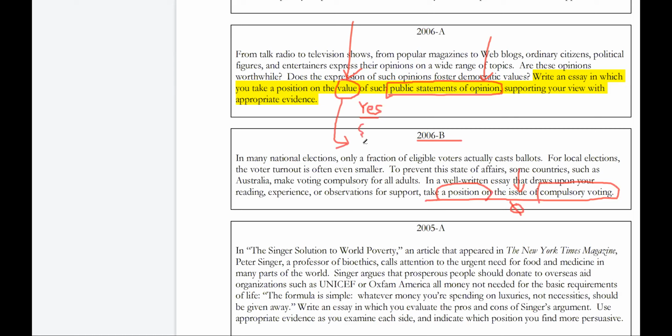Okay. Public statement of opinion has economic value. Social, political. There you go, right? Economic value, social value, political value, see? Keyword division. All right.